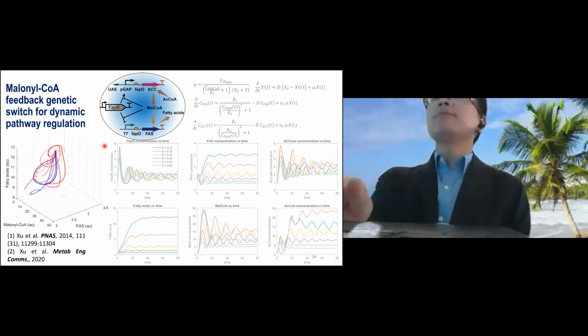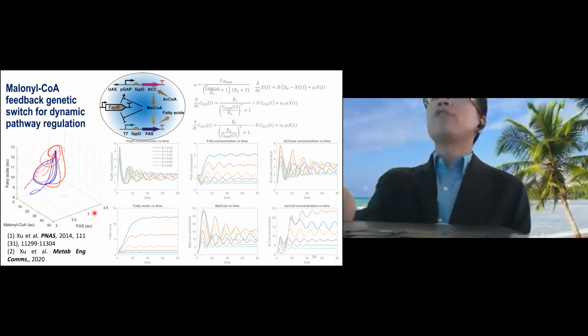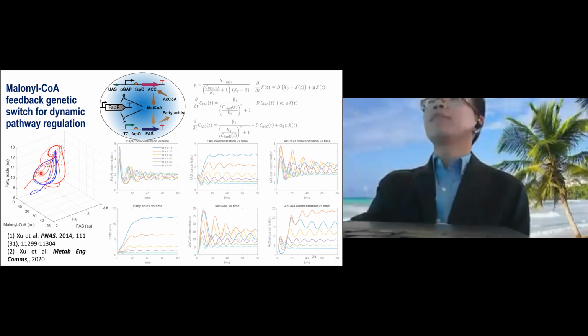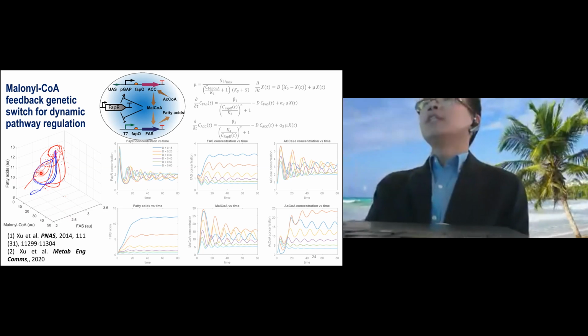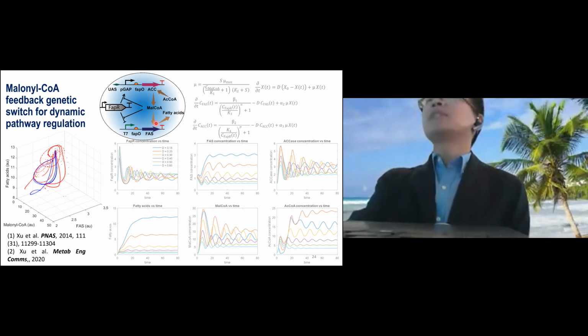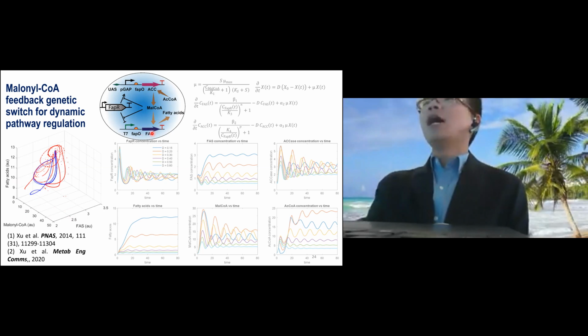So we can make a three-dimensional phase plane depending on fatty acid, malonyl-CoA, and fatty acid synthesis. We found there's a multiple looping behavior, which means there's multi-stability of the cell. So this metabolic switch, depending on the malonyl-CoA sensor, can either upregulate the upstream pathway and repress the downstream pathway. This is on-off control, achieving both on and off control in the cell.